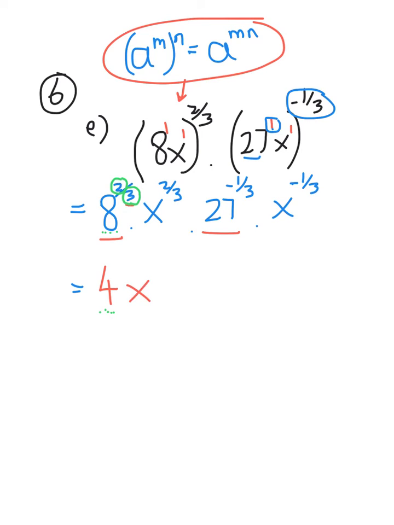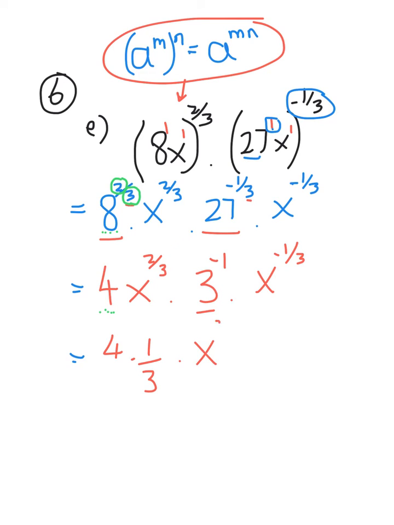x to the 2/3 can stay as it is for now because we don't want to complicate two things. We're going to do 27 to the negative 1/3. And again, we take care of the 3 first of all. So we know that the cube root of 27 is 3, and that leaves me negative 1 left, and we can take care of that in a minute. And of course, after this, we've got x to the negative 1/3. Well, we know that 4 stays the same. The 3 to the negative 1 is going to be 1 over 3 to the 1, which is 1/3.